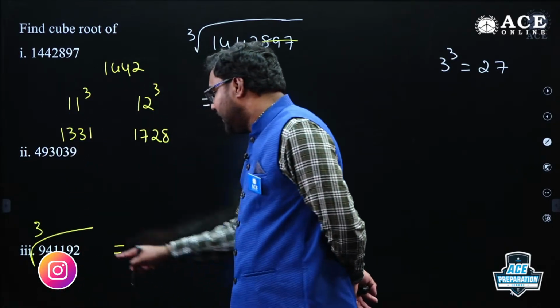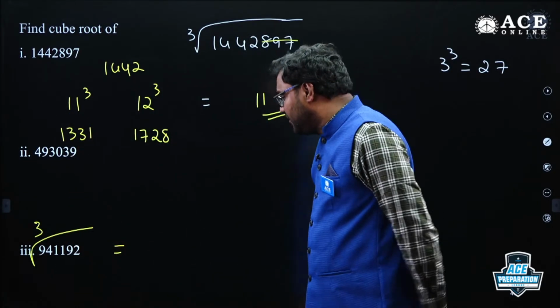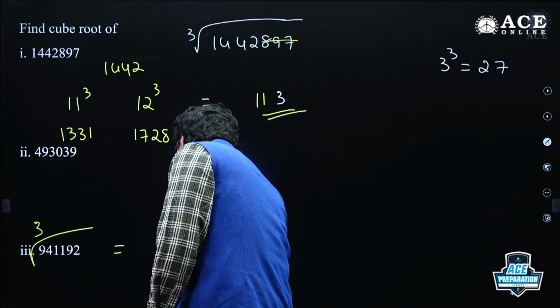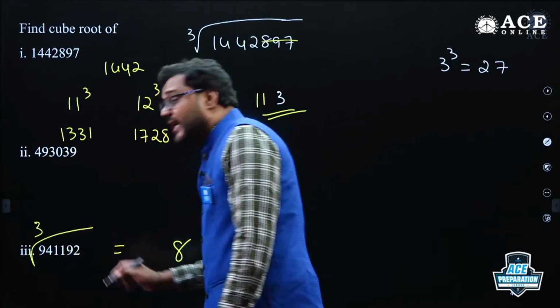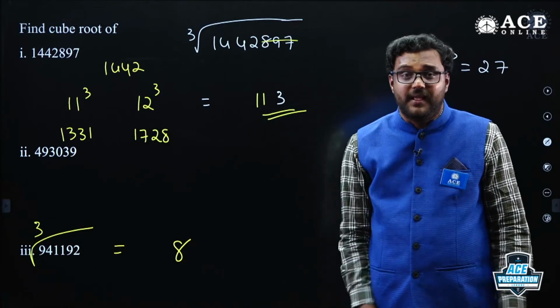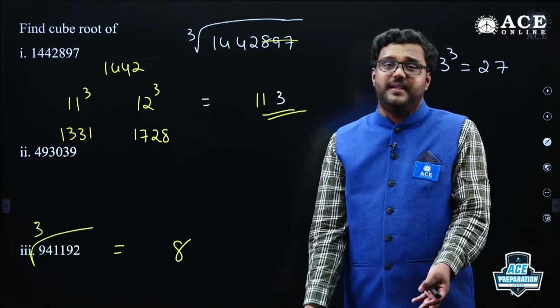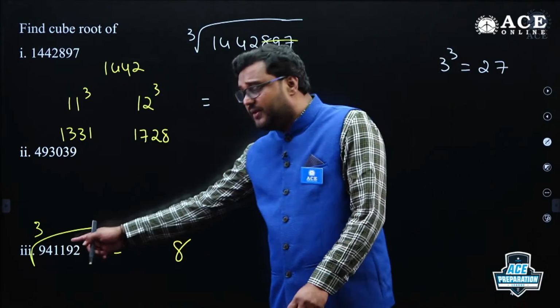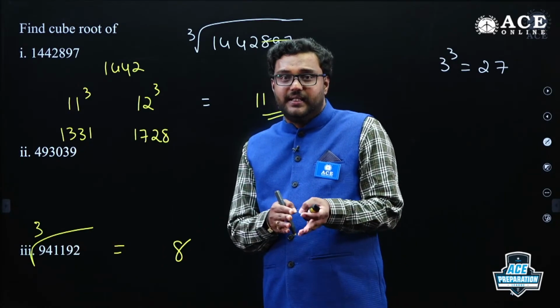Cube root we have to calculate. 2, 8 cube is ending with 2, so definitely ending with 8. Okay, 192 can be removed. 941 is between which cubes? 9 cube is 729, 10 cube is 1000. So 941 is between 9 cube and 10 cube.